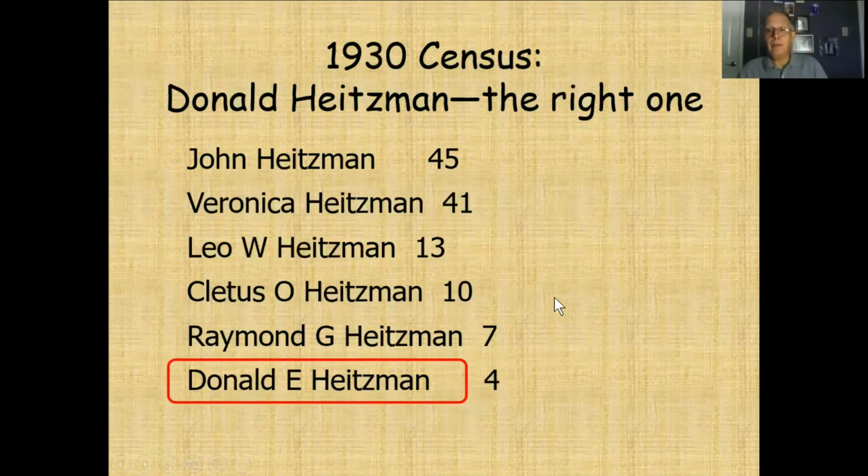As it turns out, the census was taken in April, and it asks the age of the person at their last birthday. And the other Donald Heitzman already had his birthday by April. This Donald Heitzman I knew had his birthday in December. So he showed up on the extract as having been born in 1926 with the inferred date from being 4 years old.